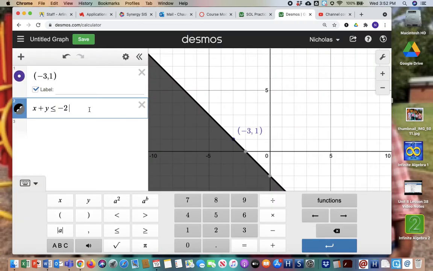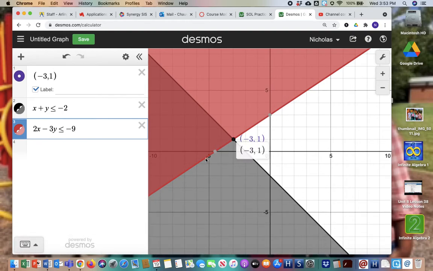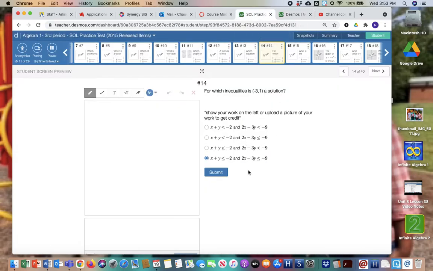So we go down here, we're going to put this in, boom. Okay, that's on a solid line, so now that works. If this was a dotted line, it would not work. Both lines have to be solid. So the only one of these choices that has both of them as solid lines are the ones that have the or equal to for both, which is this bottom choice.